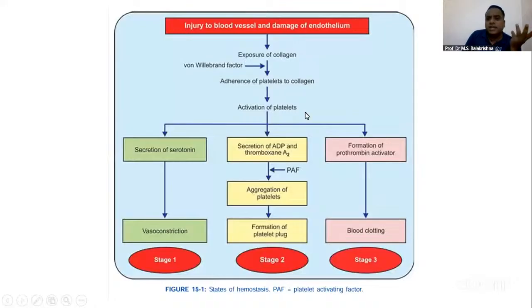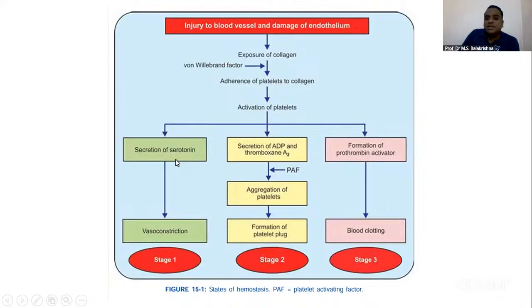So this is how it takes place. Whenever there is an injury to the endothelium, collagen gets exposed, and once the collagen gets exposed, platelets will come over there, and activation of platelets takes place. Then chemical mediators of inflammation, say serotonin, thromboxane, and prothrombin activator, get activated. So this prothrombin activator is the one which helps in blood clotting, step number 3.